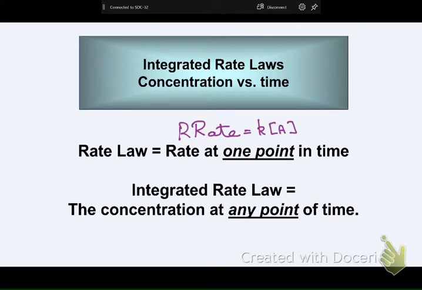What the difference is in the integrated rate law is that the integrated rate law tells us what the concentration will be at any point in time. So it calculates the concentrations at different times. All right, so let's get on with it.